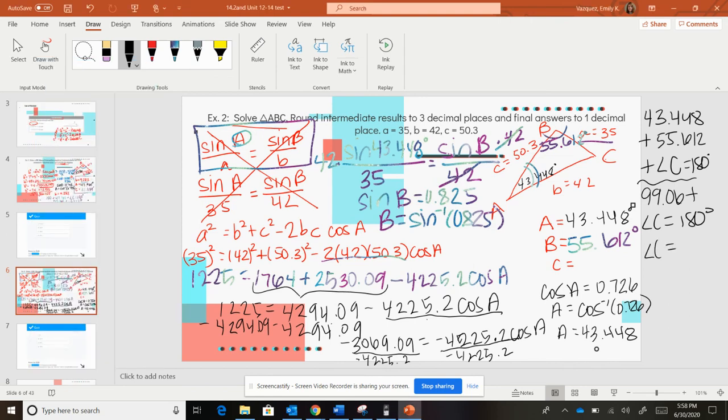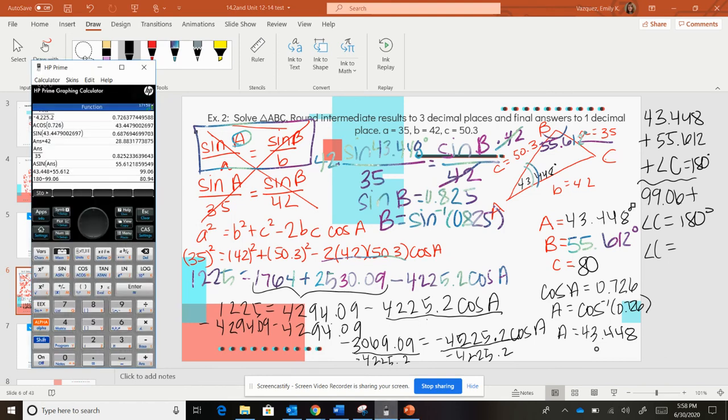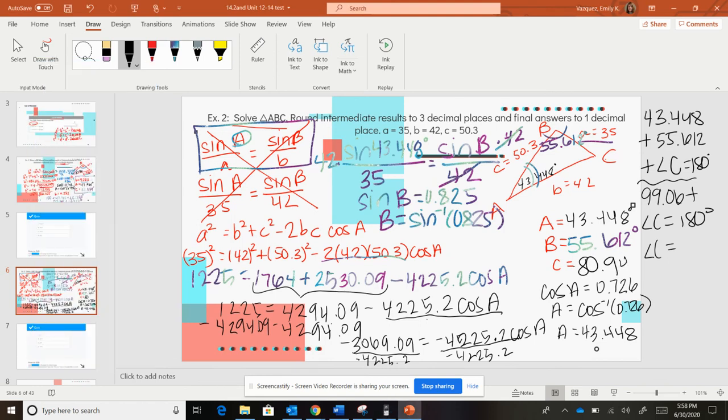So again, very, very, very calculator heavy. We got 80.94 degrees. And all of these, since they're all angles, should add up to 180 if you look at them real quickly. You could be off by a degree or two, and that's due to the rounding that you guys have had.